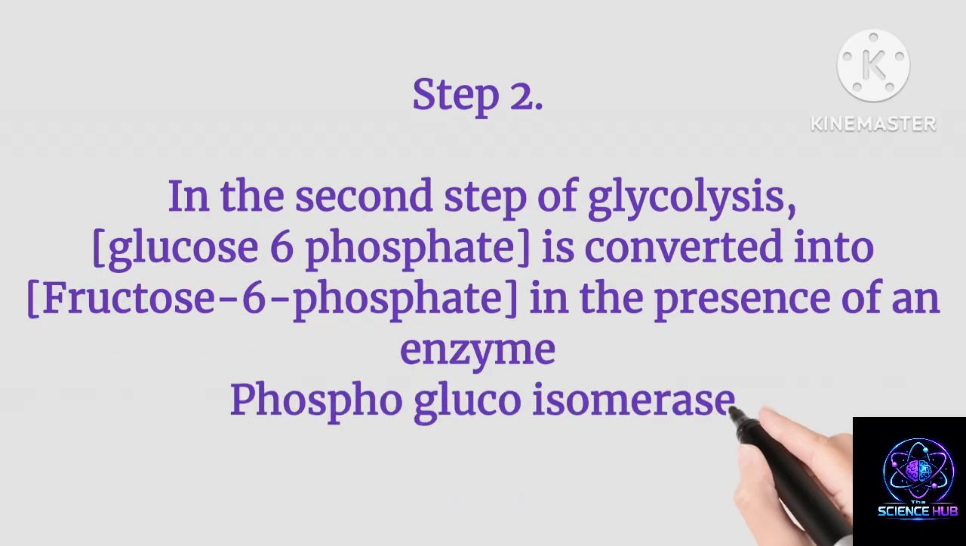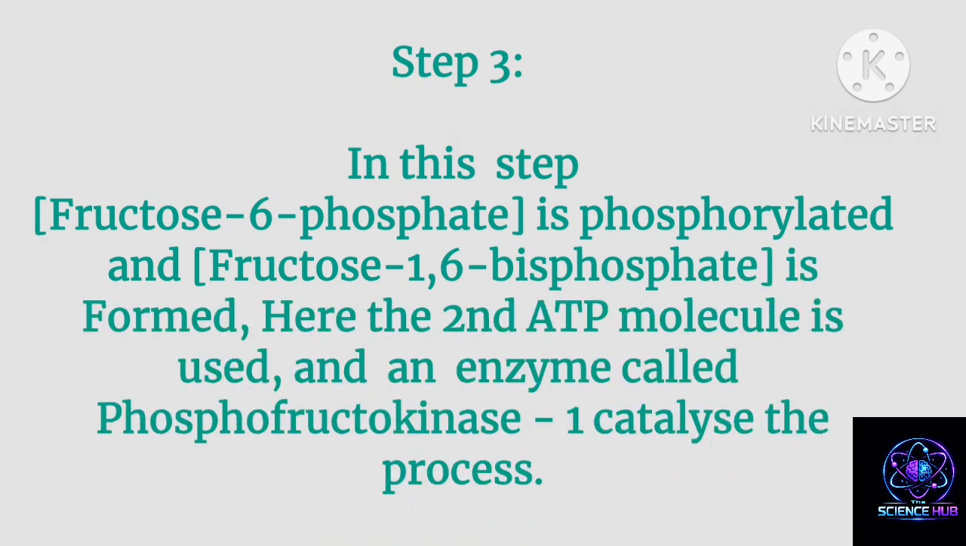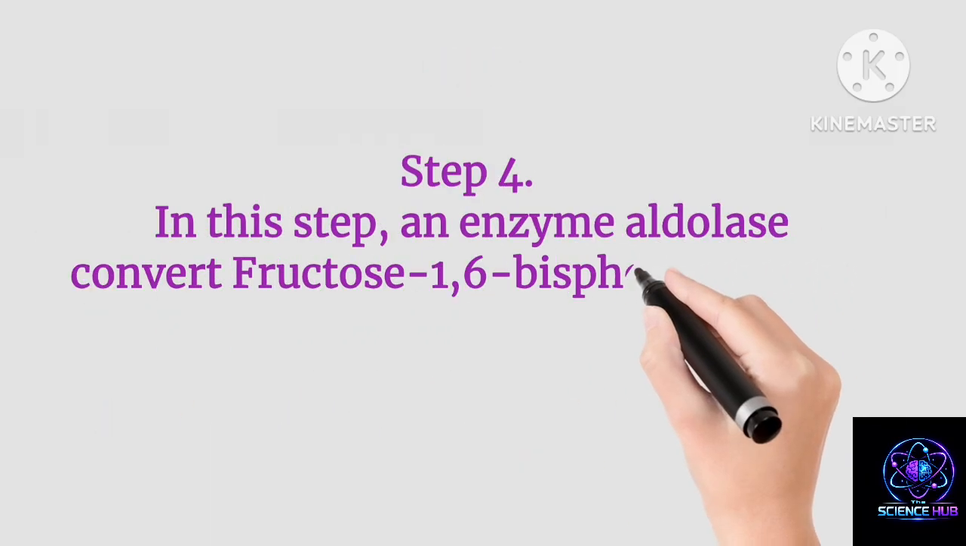Step 2. In the second step of glycolysis, glucose 6-phosphate is converted into fructose 6-phosphate in the presence of an enzyme, phosphoglucoisomerase. Step 3. In this step, fructose 6-phosphate is phosphorylated and fructose 1,6-bisphosphate is formed. Here, the second ATP molecule is used, and an enzyme called phosphofructokinase 1 catalyzes the process.